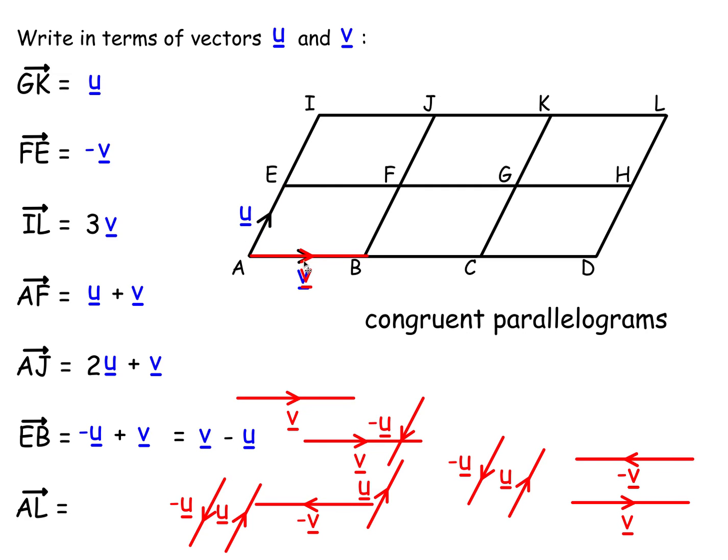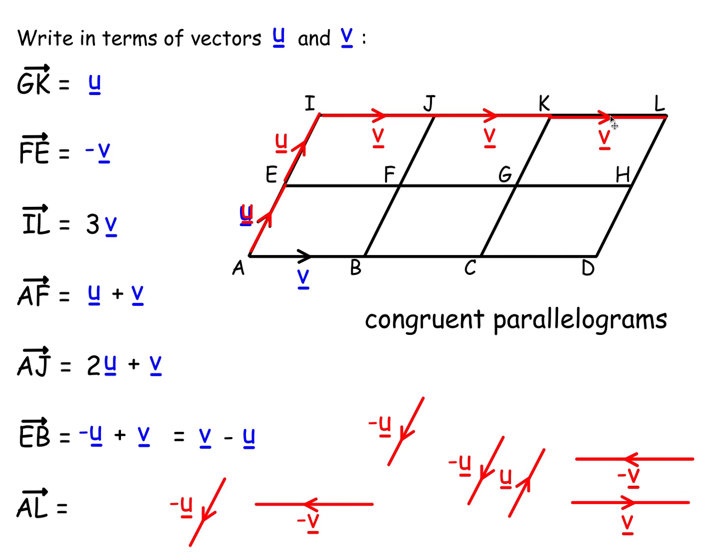So finally, A to L, going from A up to L, well, there's vector U, there's another vector U, then right along the top here, and 2U plus 3V takes me from A to L. So that's the result, 2U plus 3V. So it's adding combinations of the vectors U and V, or their negatives. You can express every other directed line segment there.